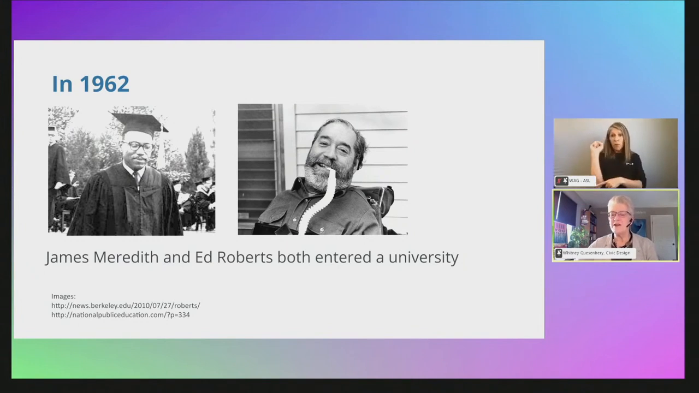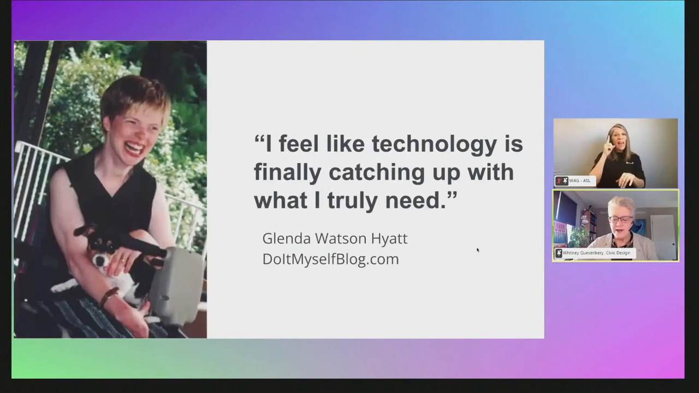It sort of struck me that these two big national rights issues had a critical moment in 1962 together, because I think that when you look at the laws that we've passed in this country, the idea about expanding rights to really include all of us has been traveling along, not in lockstep, but together through the system. And I think part of why this happens is because of a quote from one of my heroes, Glenda Watson Hyatt from the Do It Myself blog, who says, "I wrote 3 books with my left thumb." She said, "I feel like technology is finally catching up with what I truly need."